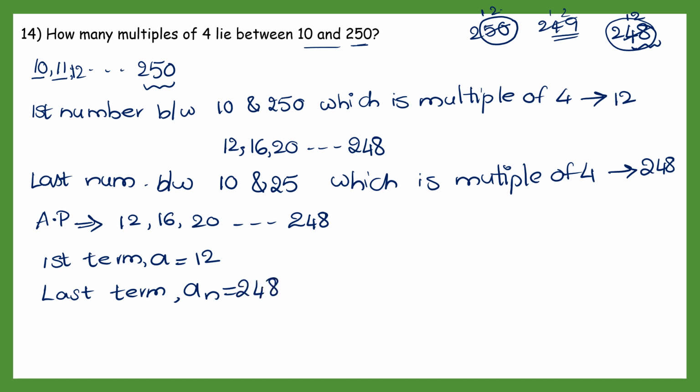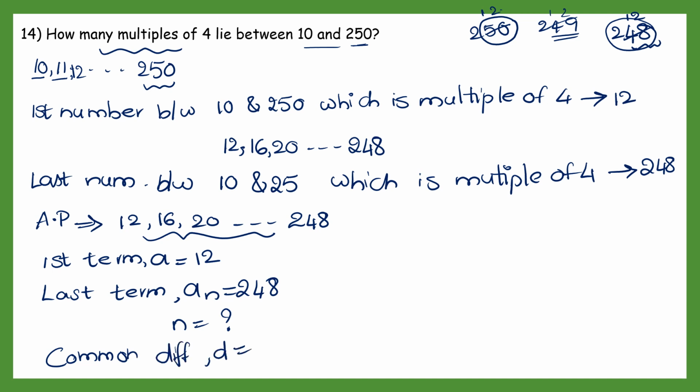And they are asking how many multiples of 4 there are. They are not asking for the nth term, but how many multiples there are between 10 and 250. That means you should find the value of n, the number of terms. And you can find the common difference between consecutive terms. Common difference D is equal to A2 minus A1, the second term minus the first term. So 16 minus 12, we get 4.